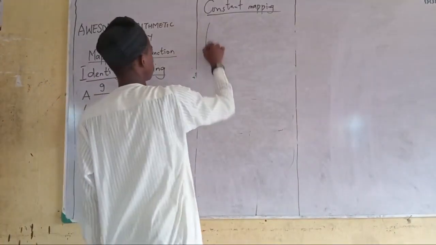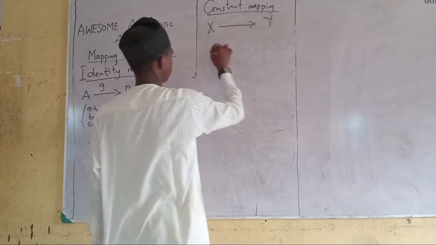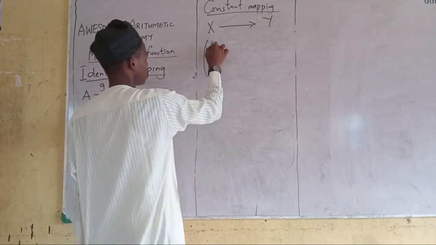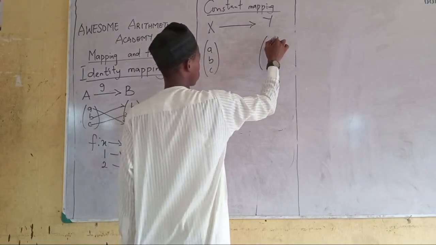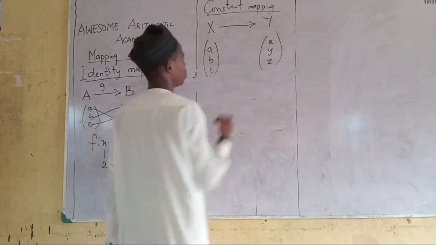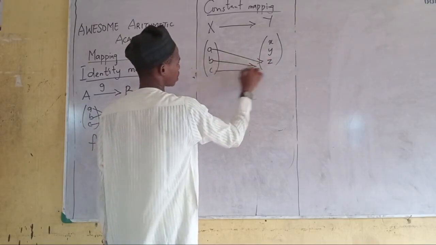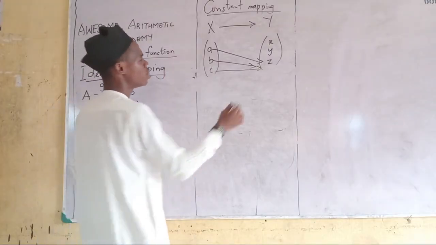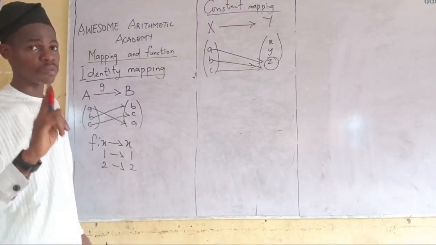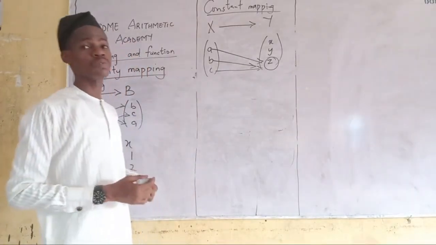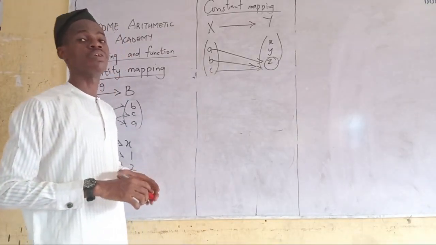So what does that mean? If I have set X mapping to set Y, whereby X has a, b, c, and set Y is x, y, z. But through my mapping, A is z, b is also z, and c is z. So I'm having only one image. When all the elements at the domain are being assigned to that one image, that kind of mapping is a constant mapping.